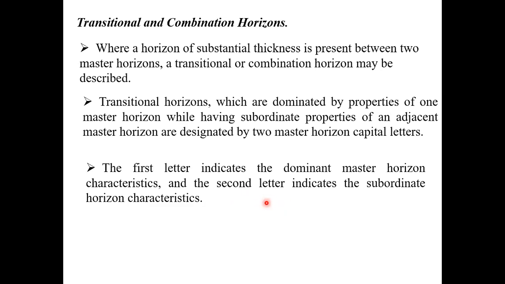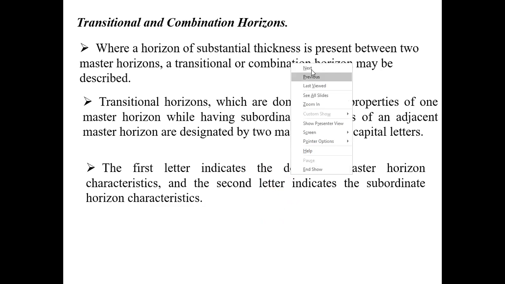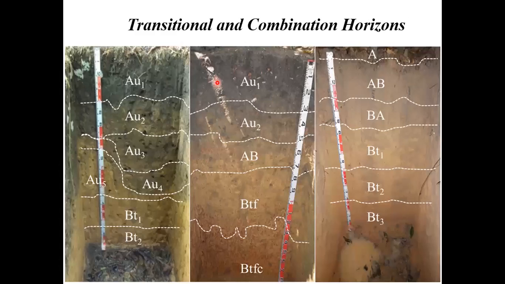Whenever you see an A horizon and a B horizon, you can see the dominating characteristics. If it is dominated by A characters, you write AB. That is called the transitional, or combination, horizon. Now we will see in detail how many types of transitional horizons and how many types of combinations there are.